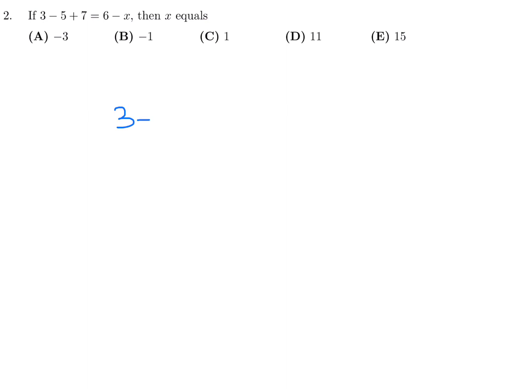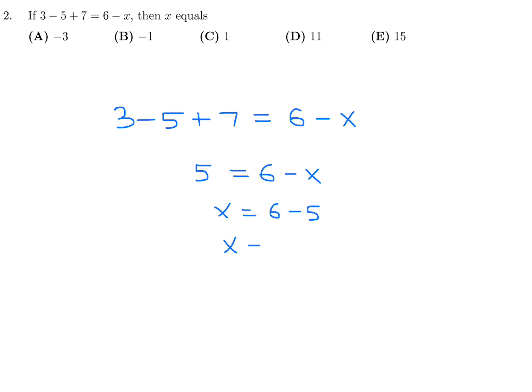3 minus 5 plus 7 is equal to 6 minus x. Well, the left side here becomes 5, and this is 6 minus x. Bring the x over, bring the 5 over, and you get x is equal to 6 minus 5, which is 1. So number 2, the answer is C.